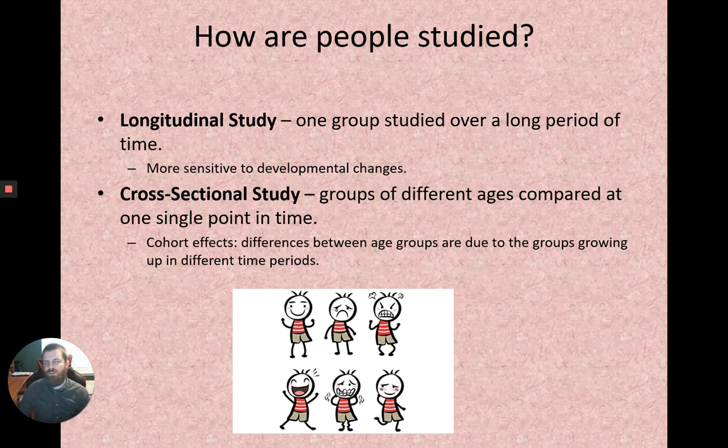Cross-sectional studies are going to be when you have people of different ages who are compared at one single point in time. If I wanted to compare generations, for example, if I wanted to compare the baby boomers and the millennials and Gen Z and Gen X and Gen Y, whatever it needs to be. These are groups of people at different ages who all get compared at one single point in time.